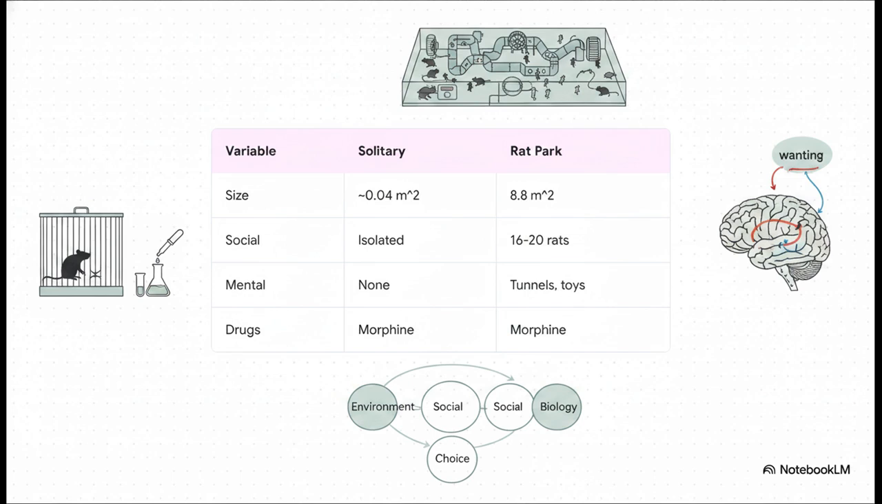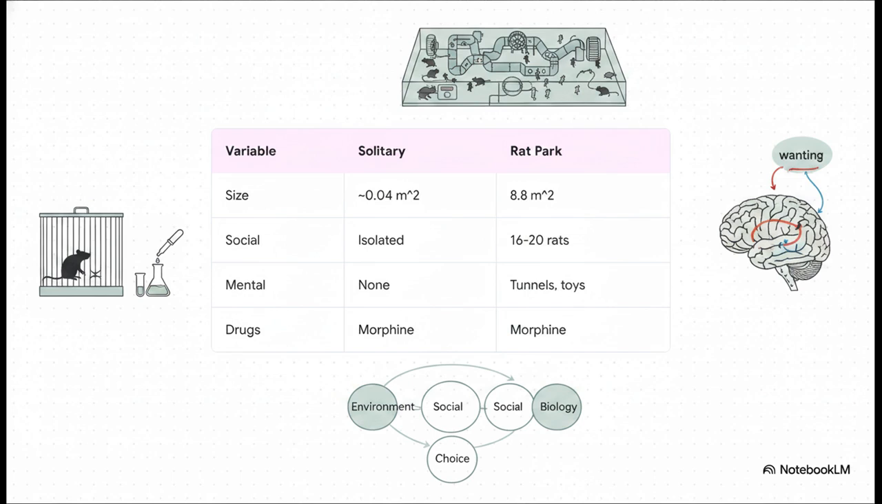Back in the late 1970s, psychologist Bruce Alexander conducted this absolutely mind-blowing experiment called Rat Park. Before this, studies would just put rats in tiny, isolated cages, give them drug-laced water, and basically watch them relentlessly consume the drugs until they died. The conclusion everyone drew was that drugs are just inherently irresistible. But Alexander completely changed the environment.